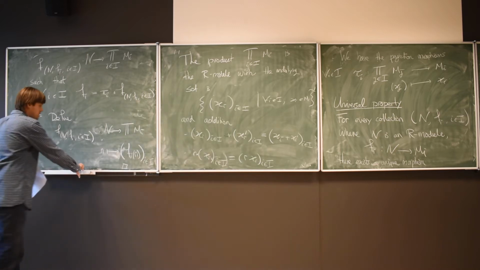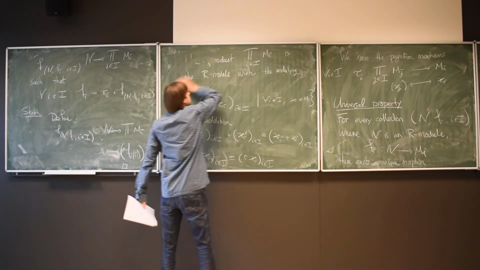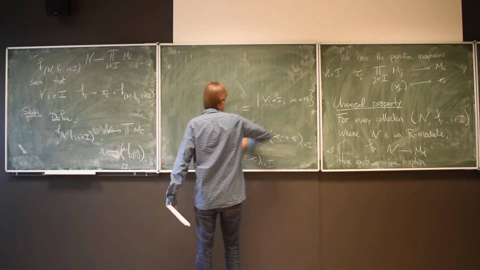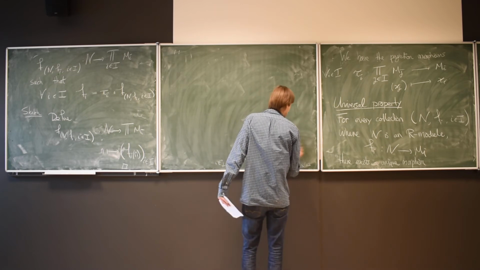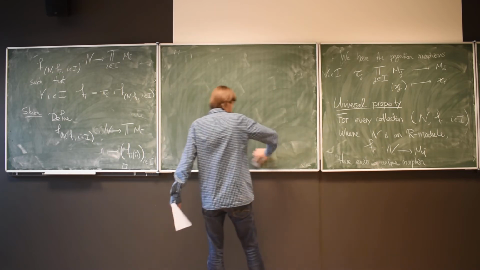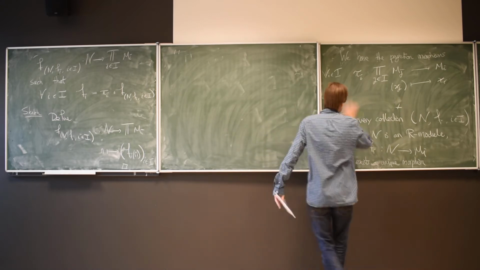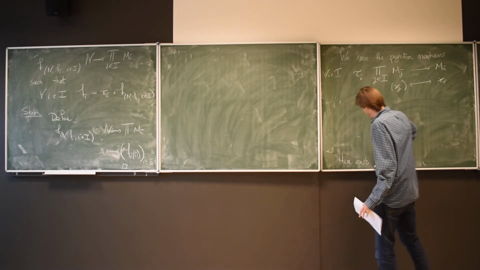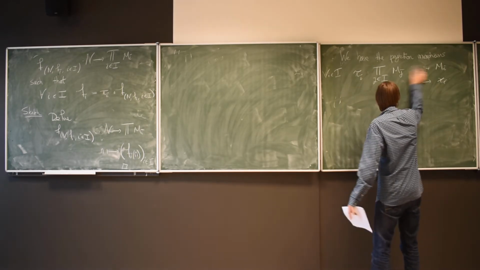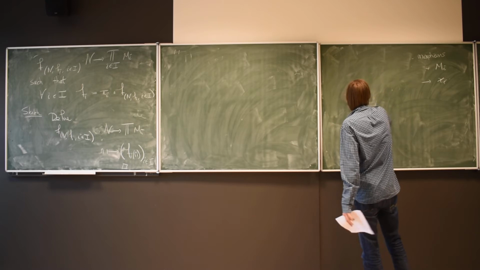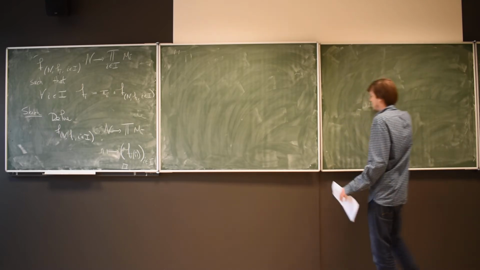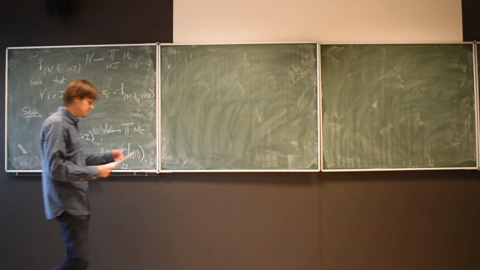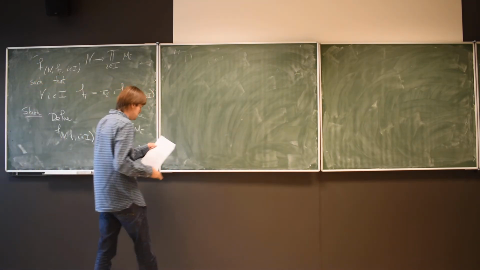Okay, so I want to discuss some examples of products. So especially if you do infinite products, what you get can turn out to be quite complicated. So for instance, you can take products of torsion groups and then end up with something that is no longer torsion.